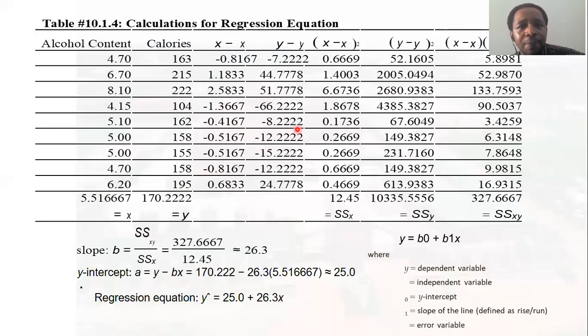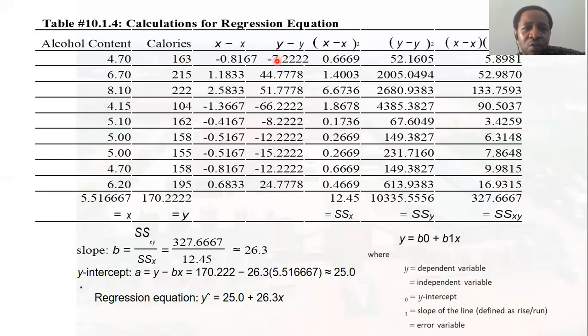Now, in the same way, you look for the mean deviation for your y value. These are your y values, that is the calories. Remember, our mean is 170.22. What you simply have to do is to subtract the mean from your y variable. We say 163 minus 170.22. You'll get minus 7.2222.